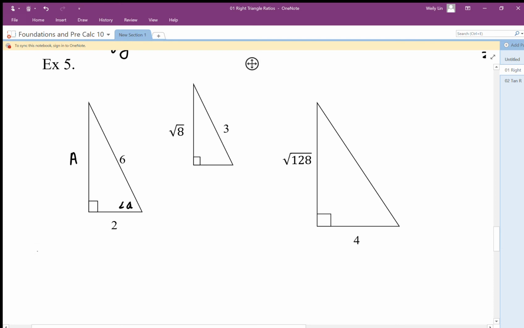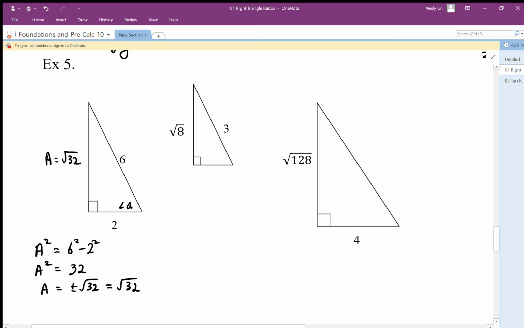I'm going to say that A squared, it is one of the shorter sides, not the hypotenuse, so I'm going to subtract. So 6 squared minus 2 squared. I end up with 36 minus 4, which is 32. So then A works out to be plus or minus square root 32, and we'll just use the positive version. So this side length, A, is square root 32.